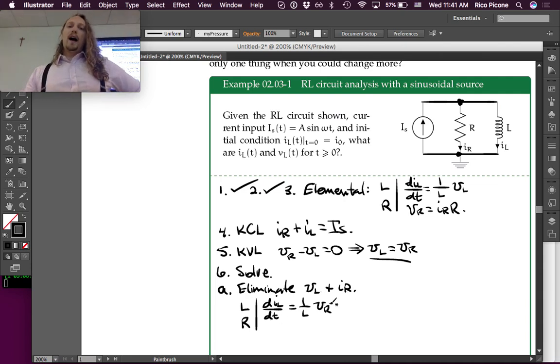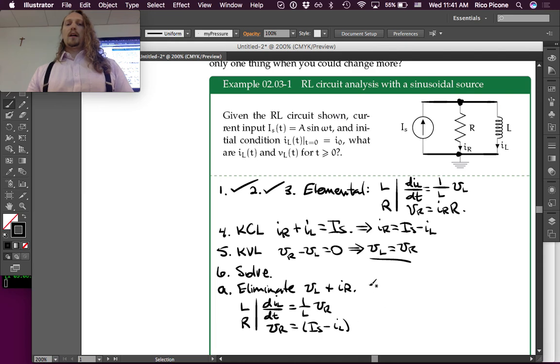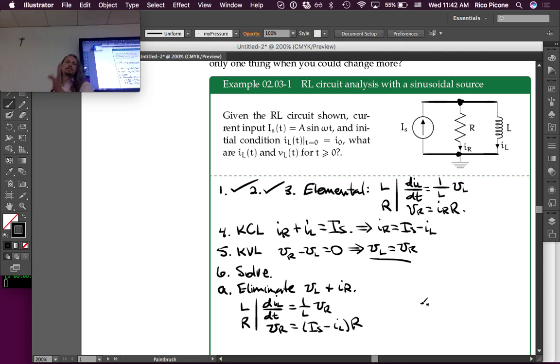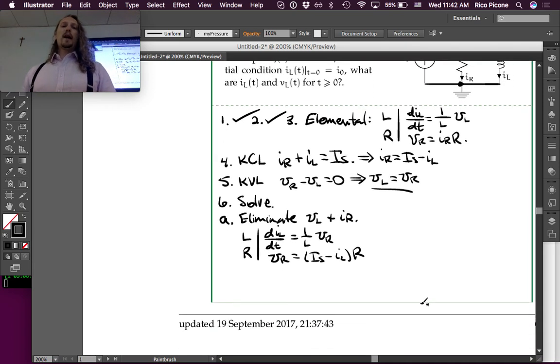Now let's do the other one. We want to eliminate IR. So we have VR equals IR times R, but we want to get rid of IR. This equation up here will let us do that, right? This KCL equation. It tells us that IR is equal to IS minus IL. So I just need to plug in IS minus IL, and it's times R, right? Good. So of the four equations that we had, we're down to 2.